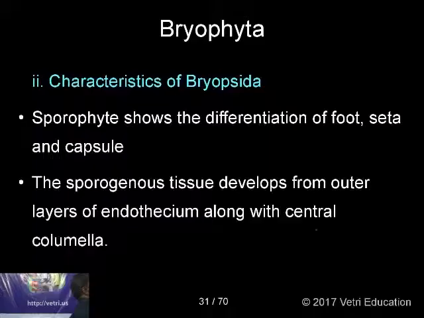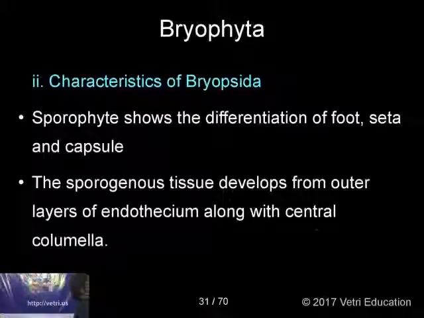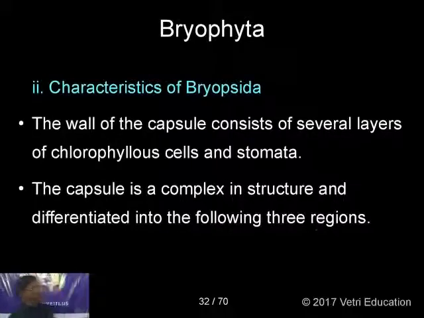The sporophyte shows differentiation of foot, seta and capsule. The sporogenous tissue develops from the outer layers of the endothecium along with the central columella part, which you can see later. The wall of the capsule consists of several layers of chlorophyllous cells and stomata. So these are also autotrophic. They can prepare food material on their own and do not depend upon the gametophyte. The capsule is a complex structure and differentiated into the following three regions.